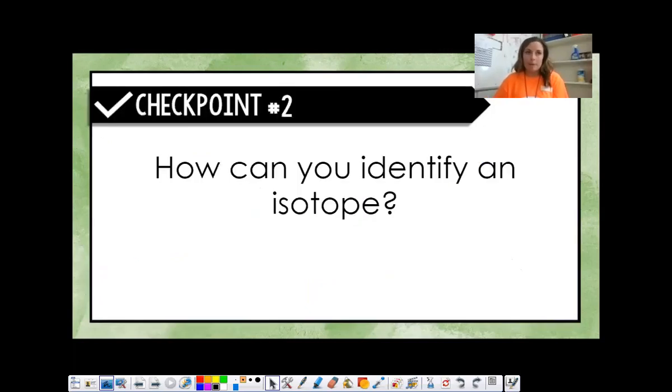So how can we identify an isotope? We identify an isotope by looking at the number of neutrons in an atom or looking at the atomic mass.